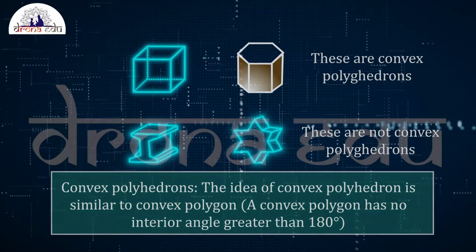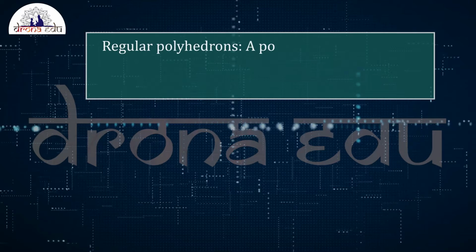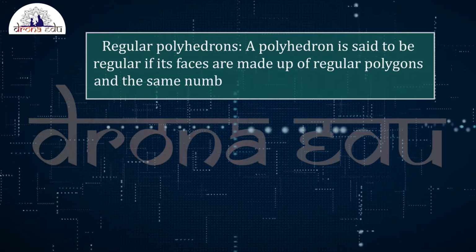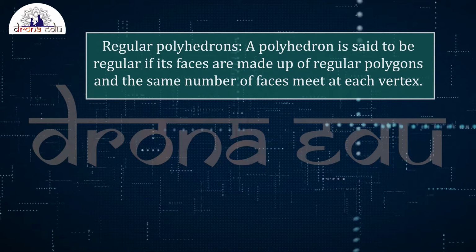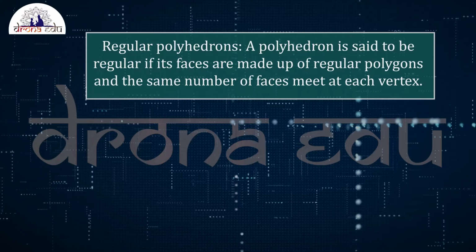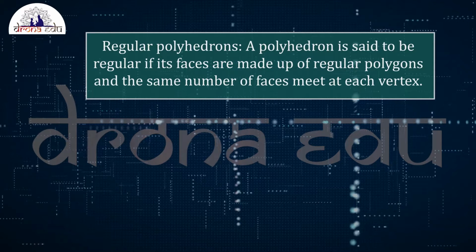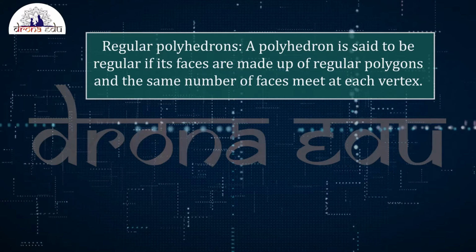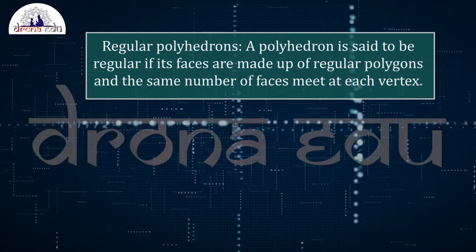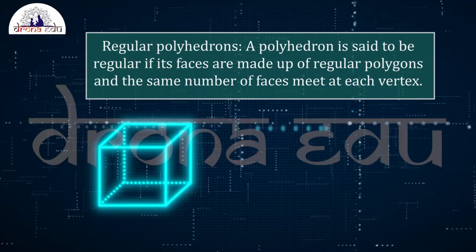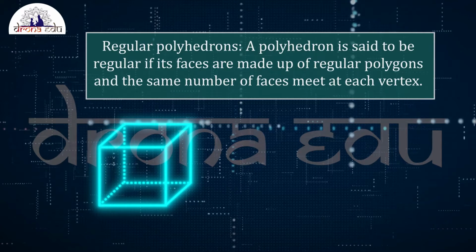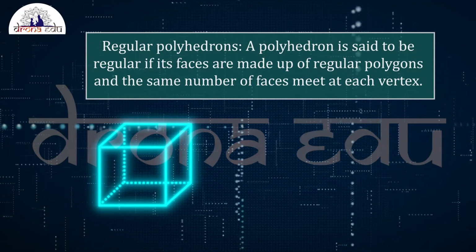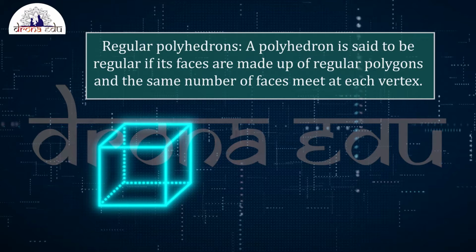The next one is regular polyhedrons. A polyhedron is said to be regular if its faces are made up of regular polygons and the same number of faces meet at each vertex. Now let me show you a few figures. This polyhedron is regular because its faces are congruent regular polygons, and the vertices are formed by the same number of faces.